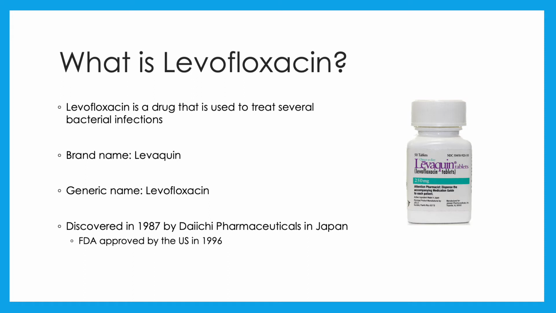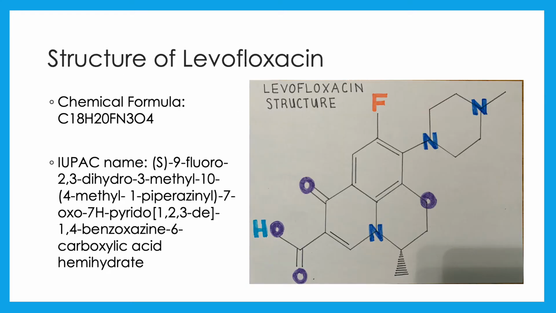What is levofloxacin? Levofloxacin is a drug that is used to treat several bacterial infections. The brand name is Levaquin, and the generic name is levofloxacin. It was discovered in 1987 by Daiichi Pharmaceuticals in Japan. However, it wasn't FDA approved in the US until 1996, I believe December. The picture on the right is just an example of what the Levaquin tablets would look like and would come in the bottle.